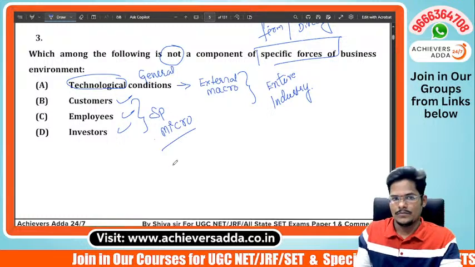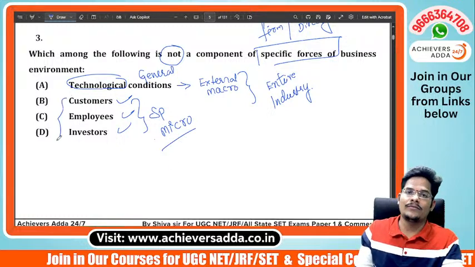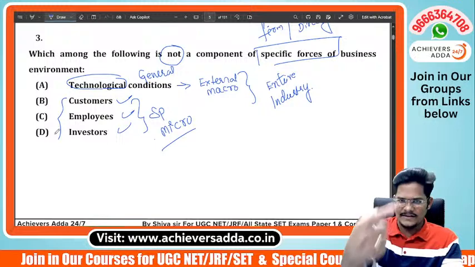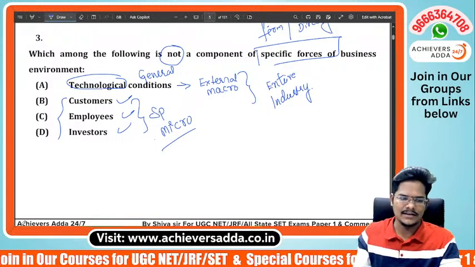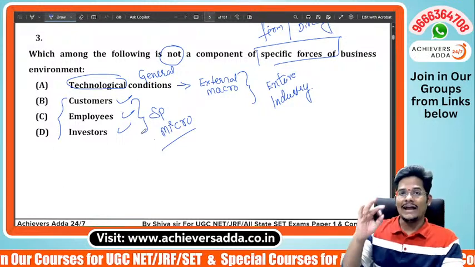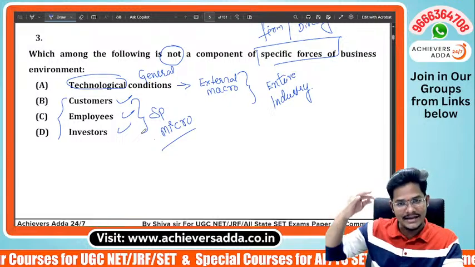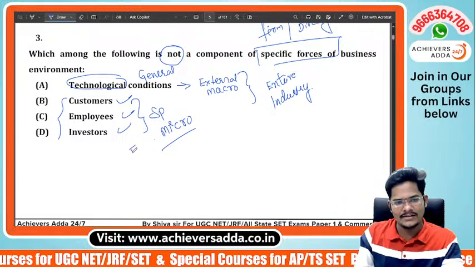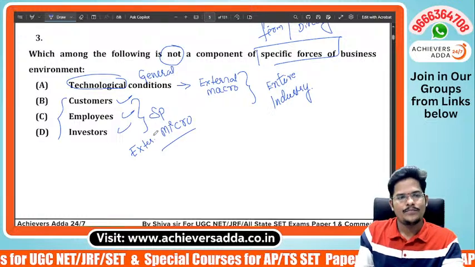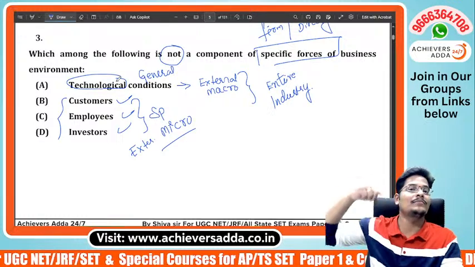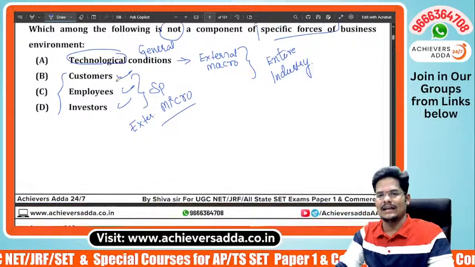Micro external. Sir, looking like these are internal factors now. No, I will tell you the difference soon. In one of the questions, it will get revealed. These micro external environment or external micro environmental factors come under this. Whereas this is an external macro environmental factor, PESTLE analysis.